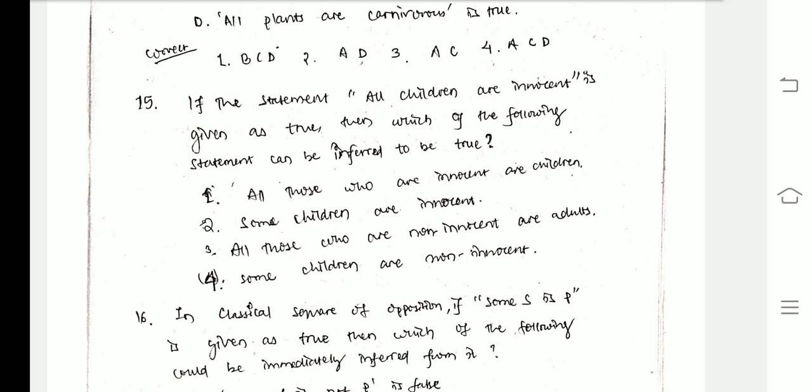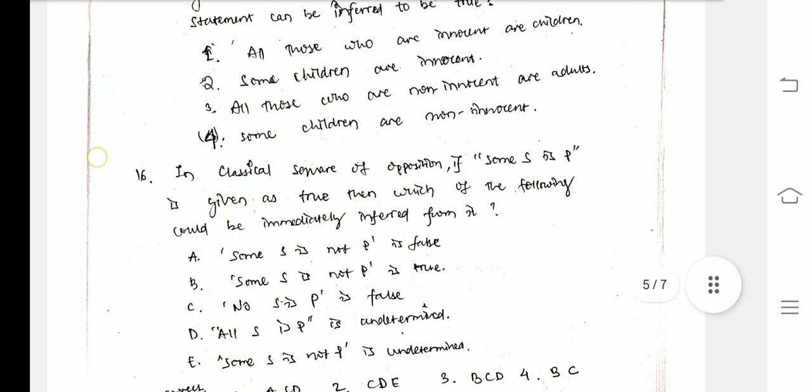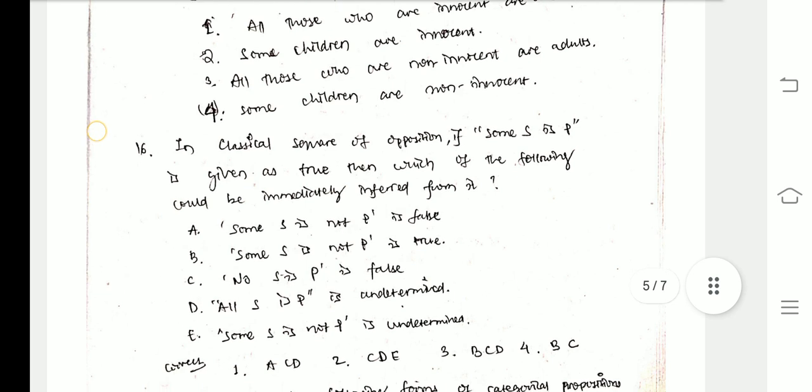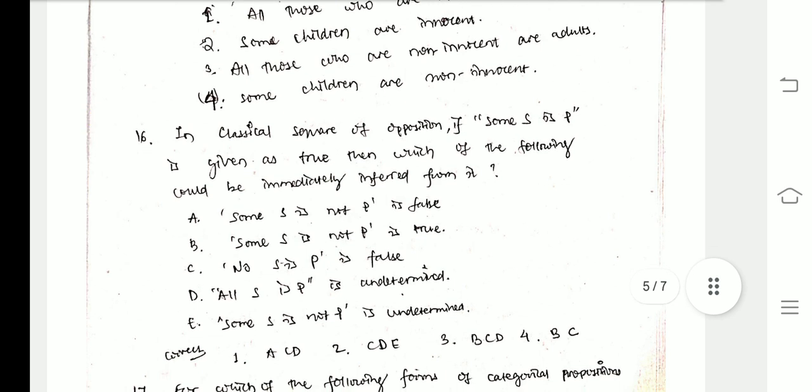Question number 15. "All children are innocent" is given as true. The A proposition is given as true. We have to infer which are true. "Some, all children are innocent" clearly means some children are innocent. This can be inferred as the truth values go down. In classical square opposition, "some S is P", the I proposition, is given as true, which can be inferred from it.